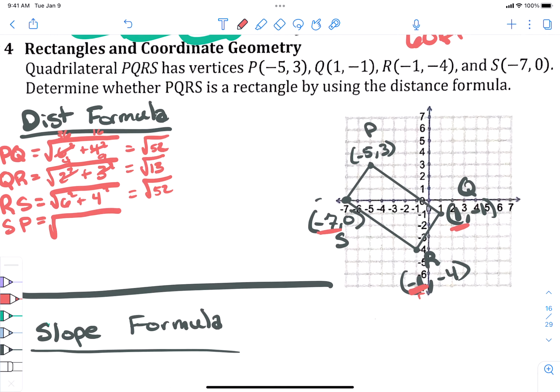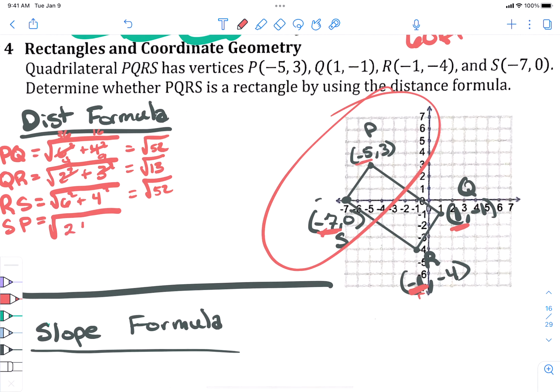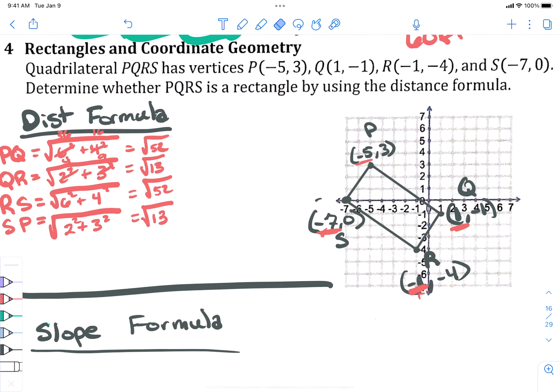All right, so now we go from P to S. P to S, so -7 and -5 is 2 plus 3. You said 2, 3 again, right? And that's the square root of 13. Okay, now, is it a rectangle? No. Well, maybe. It's a parallelogram. This only tells us, unfortunately, that this is a parallelogram. So, yes, parallelogram. But we don't necessarily know that it is a rectangle.